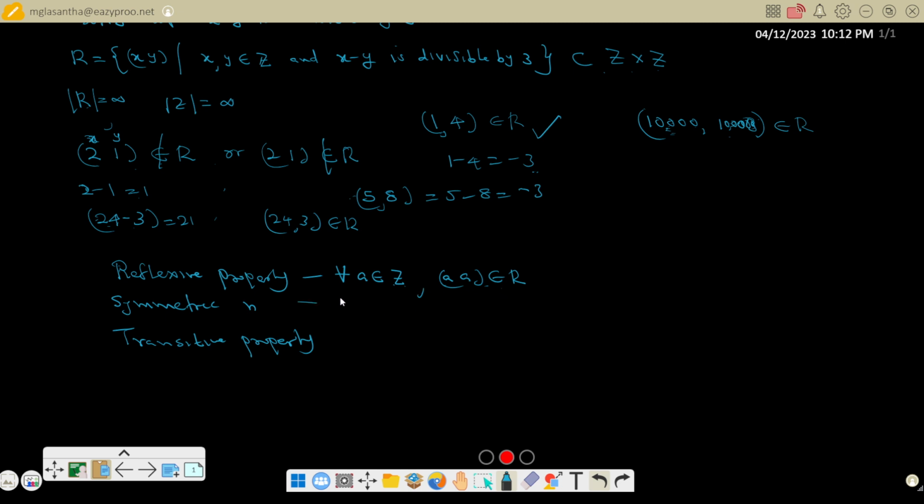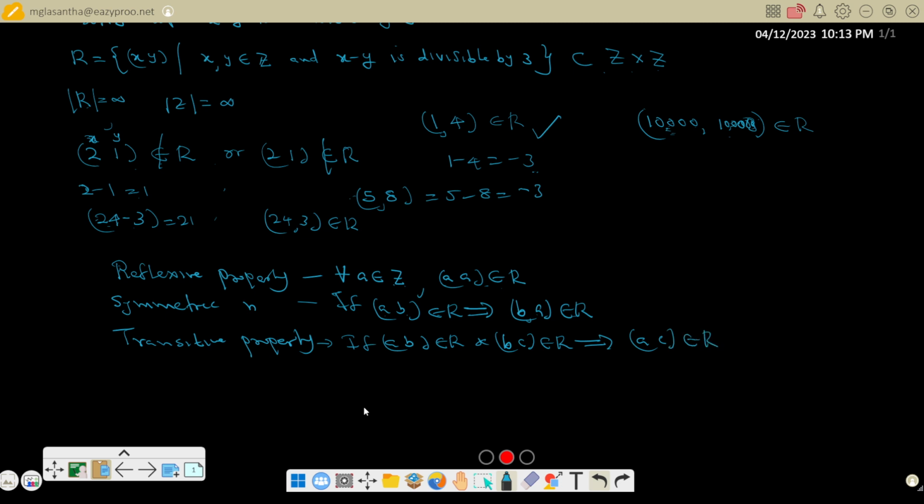The symmetric property means if (a, b) belongs to R implies (b, a) also belongs to R, then it is symmetric. Transitive: if (a, b) belongs to R and (b, c) belongs to R, implies (a, c) belongs to R. So this is the transitive property.